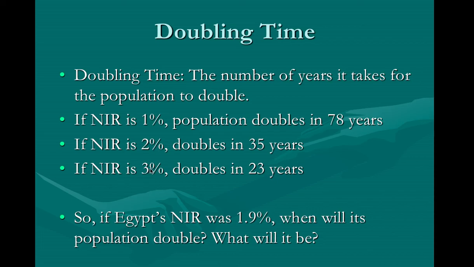If your NIR is closer to 3%, it will take 23 years to double. So of course, the NIR is the natural increase rate. So if that rate is high, if it's a high percentage, obviously we're going to double a lot faster. Those are our methods for calculating population growth.